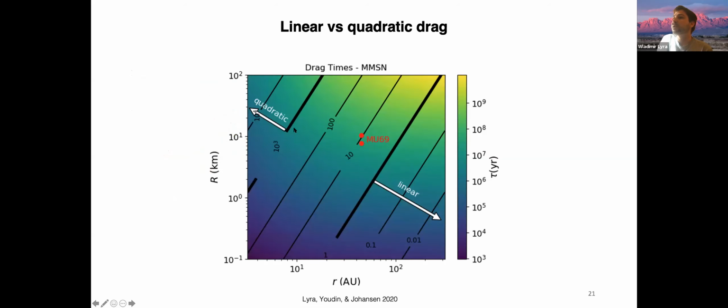So this is an image here that shows when you pass from linear to quadratic. MU69 is in the region of transition from linear to quadratic, but it's still closer to the linear. What you're seeing here is distance, and here then size of the body. For an object like MU69, which is here, you are roughly at this Reynolds number here. What is coded here is the drag time. So still about 10 million years.